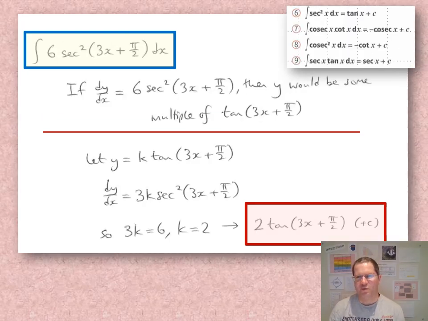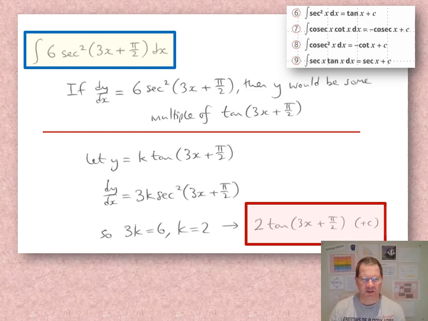Let's look at an example based on 6 to 9, which are the integrals of sec squared, cosec x cot x, etc. So we've been asked to integrate 6 sec squared(3x plus pi over 2) dx. Now number 6 says that the integral of sec squared x is tan x, so I'm expecting the answer to this integral to be some multiple of tan(3x plus pi over 2), because tan is the integral of sec squared. So again, I'm going to let y equal k times the thing I think it's a multiple of, tan(3x plus pi over 2).